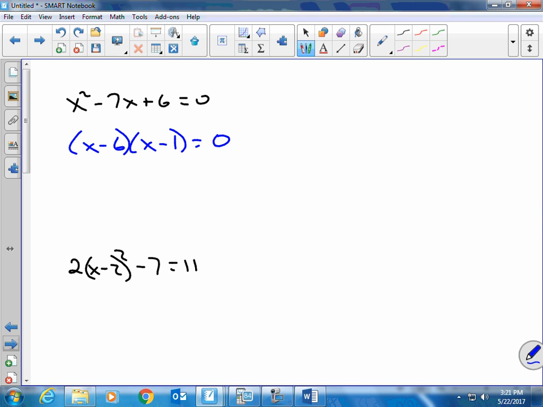How do I know I'm adding? Because this is positive. How do I know both terms are negative? Because that's negative. My answer, x equals 6, x equals 1. If you did the quadratic formula, you still should have got 6 and 1. But my guess is it took you a little bit longer than what it took to do the factoring technique.